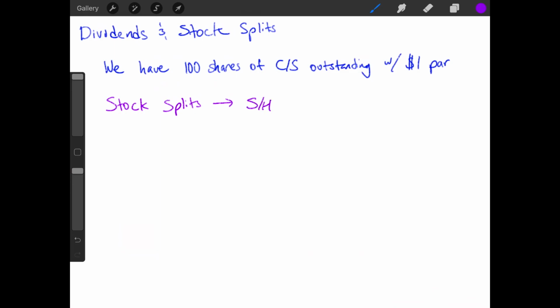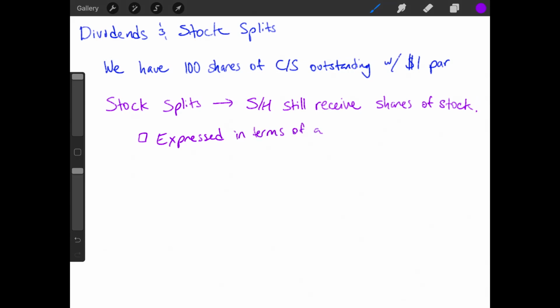Now, finally, the last concept that we're going to cover in this video is stock splits. With stock splits, shareholders are still receiving additional shares of stock, but it's slightly different from stock dividends, and I'm going to explain why. So to identify if you're dealing with a stock split, the first thing to note is that it's expressed in terms of a ratio. I'm going to demonstrate with an example of what that looks like.